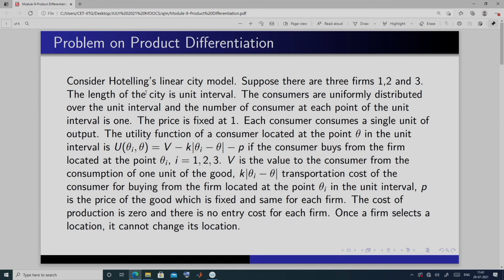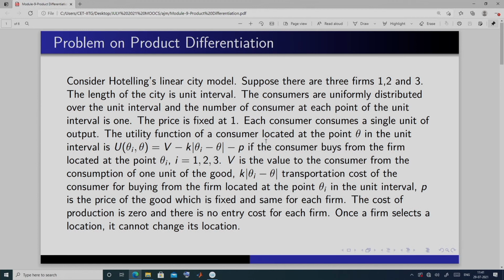Consider Hotelling's linear city model. Suppose there are 3 firms, firm 1, 2 and 3. The length of the city is the unit interval. The consumers are uniformly distributed over the unit interval, and the number of consumers at each point of the unit interval is 1. So, the specification is the same till now. The price is fixed at 1 and each consumer consumes a single unit of the output.